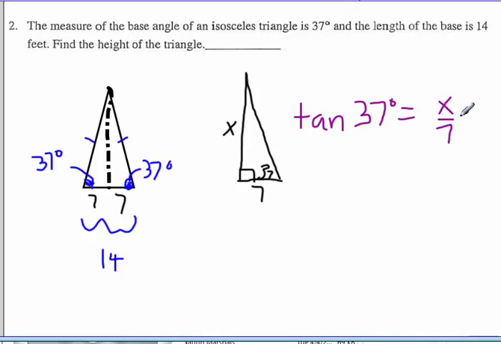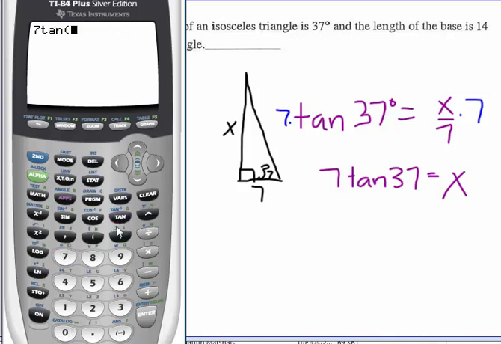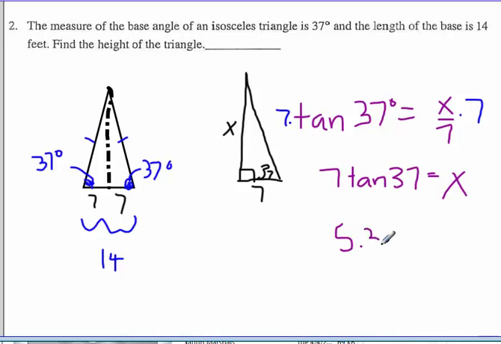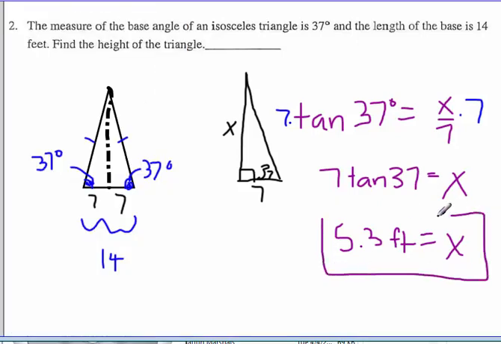And now if you notice, we're going to multiply both sides by 7, because that's the easiest way to handle it. And you end up with 7 times the tan of 37. You also could put a 1 under it like we just did in number 1, and then cross multiply and get the same answer. Either way works for me. Alright, so into our calculator we press 7 times the tan of 37 degrees. And I end up with 5.3 feet. Or you could put a few more places if you wanted to, but I just want one place after the decimal, just to keep it simple.